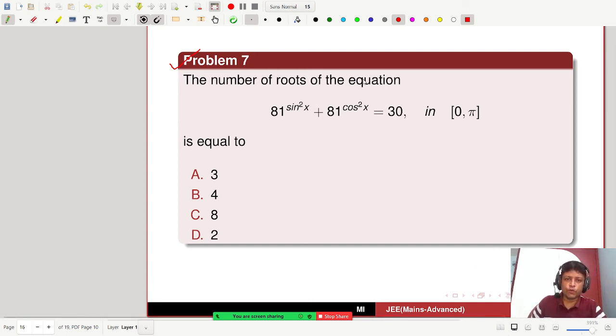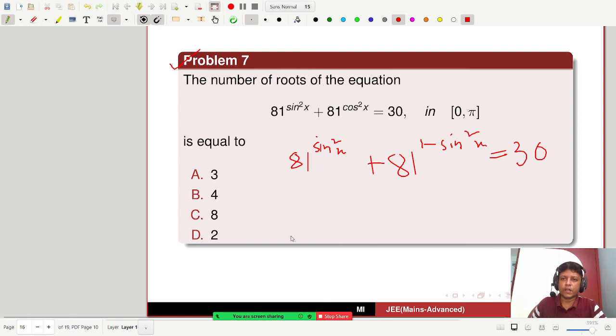So the number of roots of the equation 81 to the power sin square x plus 81 to the power cos square x equal to 30 in 0 to π. So you have to calculate how many possible values are there. You can write cos square x as 1 minus sin square x, right? So I'm writing this 81 to the power 1 minus sin square x equal to 30.